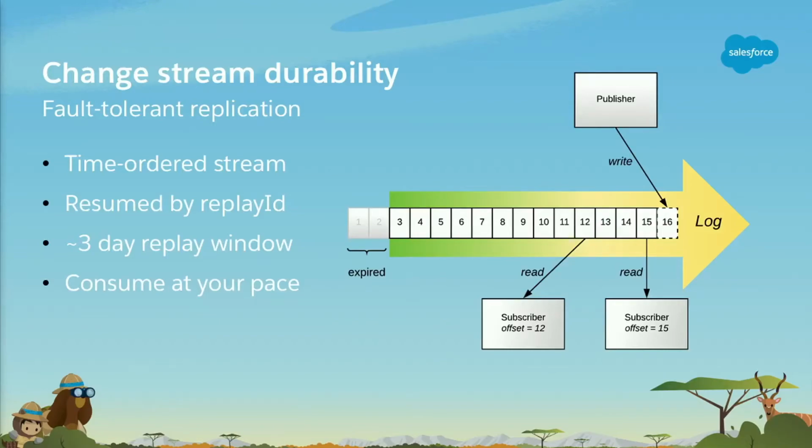The resumption is done by sending a replay ID that you saved back to us. And you can resume after a very long outage, but we have to keep a certain amount of data, right? We cannot keep the data forever. So that window is 3 days. So you have a 3-day window to replay. If you are down for a longer time, you'll start losing data.